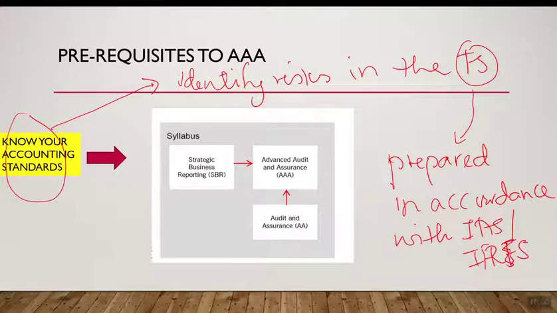So that is why when you do an AA paper, you should at least do your SBR concurrently or SBR before you do your AA. Okay, please do not do AA without SBR knowledge, because you'll be tested on at least 20 different types of accounting standards when it comes to auditing the financial statements of a single entity or a group audit per se.